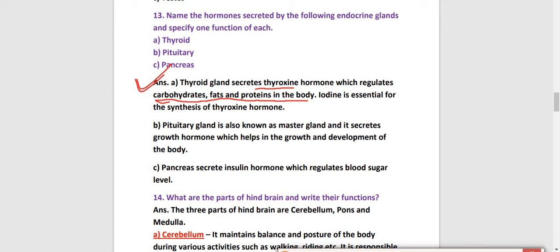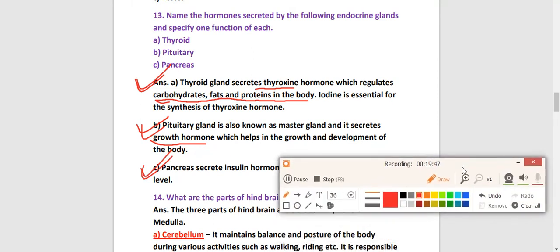Next is pituitary gland. Pituitary gland is also known as the master gland, and it secretes growth hormone which helps in the growth and development of the body. Correct? Next is pancreas. Pancreas will secrete insulin hormone which regulates the blood sugar level in the body.